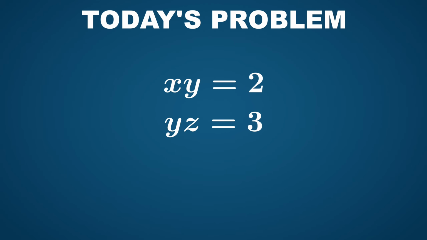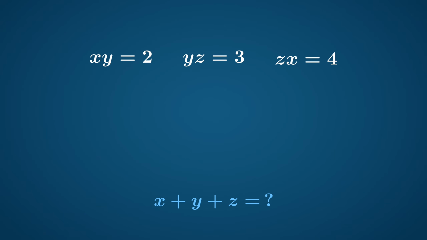Here is today's problem. The first equation we have is x multiplied by y equals 2. The next equation in our system is y multiplied by z equals 3. The third equation states that z multiplied by x equals 4. Our ultimate goal is to find the total sum of x, y, and z.